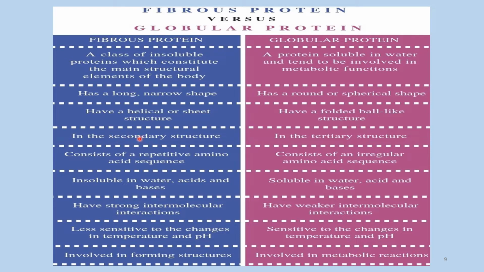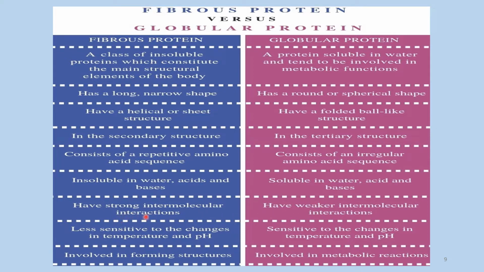The fibrous proteins generally have only the secondary level of structure, while in globular proteins tertiary structure is there, and some proteins even have quaternary structure like hemoglobin. Fibrous proteins have a repeated amino acid sequence, while the globular proteins consist of an irregular amino acid sequence depending upon the primary structure of that protein. Fibrous proteins are insoluble in water, acids, and bases, while globular proteins are soluble in water, acids, and bases.